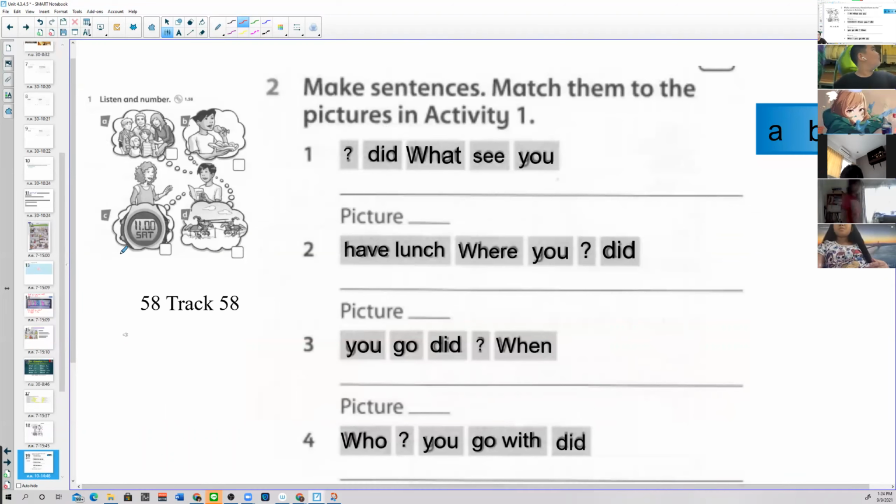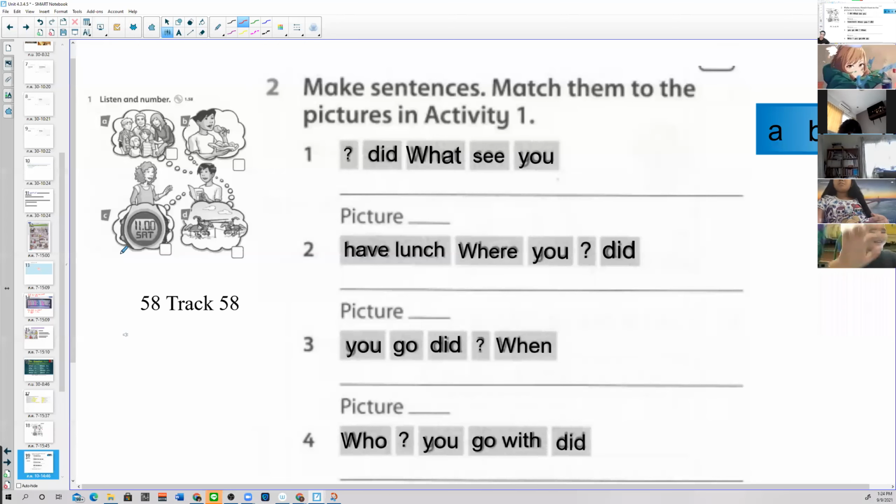Would you like to hear it one more time? So please do. I will play it again then. And then do this too, okay? Do it along with it.